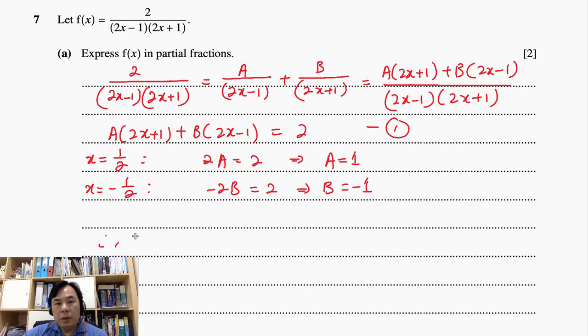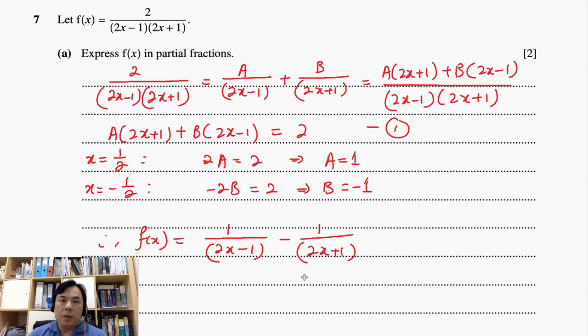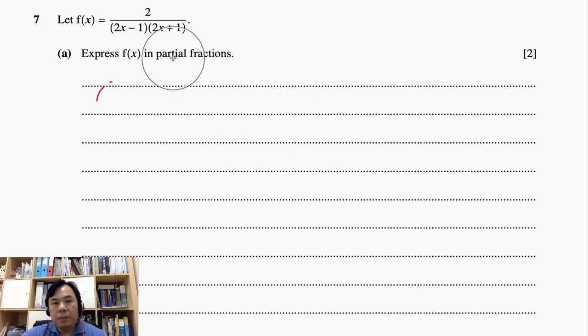Therefore, f(x) can be written in its partial fraction this way: 1 over 2x minus 1, minus 1 over 2x plus 1. Now it's always good to check if you combine this. Mentally, let me check that it is a 2. Yep, correct. So you should always check if you combine them, will you get this? Yes, we do get this. All right, now I hope that's clear. Going to move on to the next one.